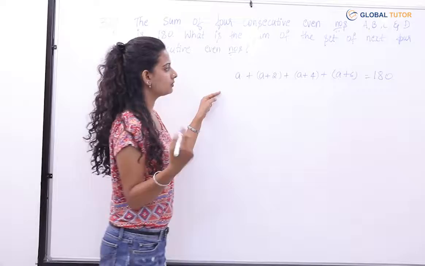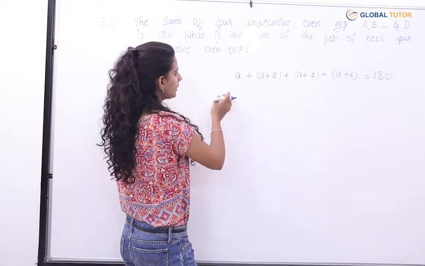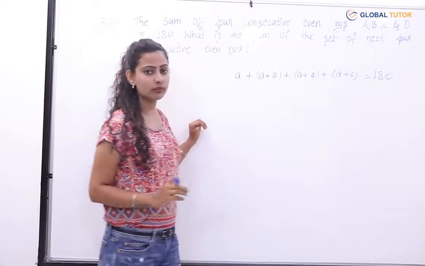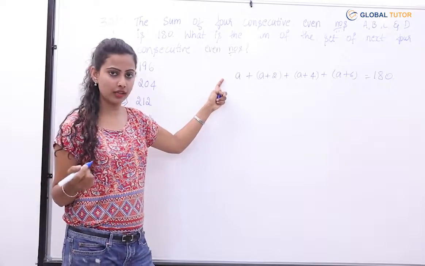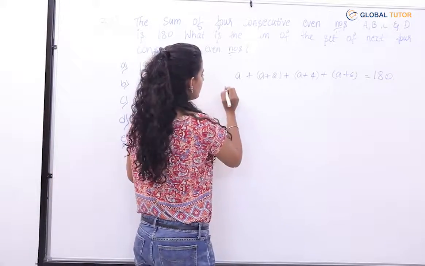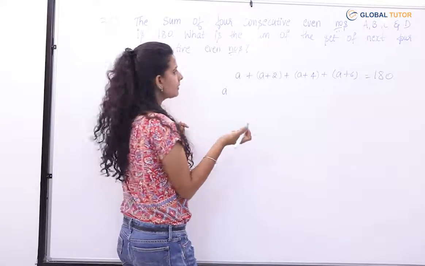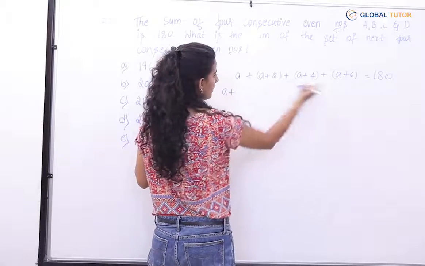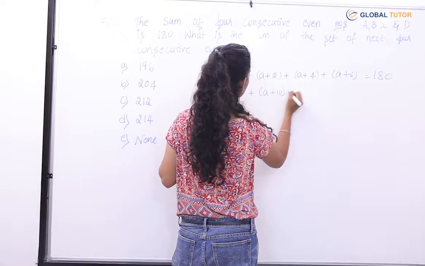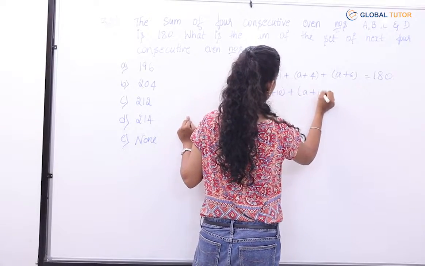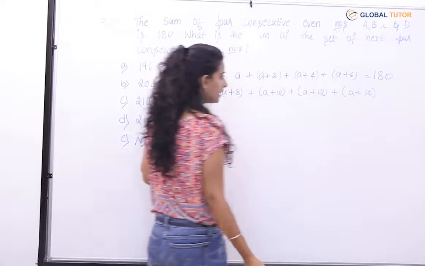Now, the question is, what is the sum of the set of next 4 consecutive even numbers? You could first find out A from this and then do the next set of consecutive even number sum. However, we will not waste our time finding the value of A. Instead, we can do it like this. The next consecutive even numbers will be A plus 8, A plus 10, A plus 12 and A plus 14, right?